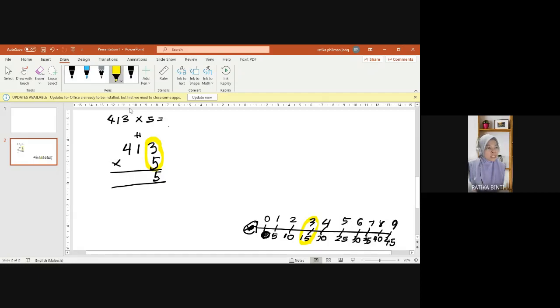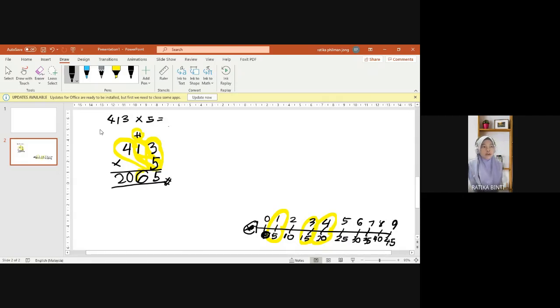Then we are going to multiply this number. 1 times 5 is 5. And remember to add 1. 5 plus 1 is 6. And the last one, we multiply 4 with 5. 4 times 5 is 20. Is there anything to add from above? No. So, we stick with 4 times 5 is 20. So, the answer is 2065.